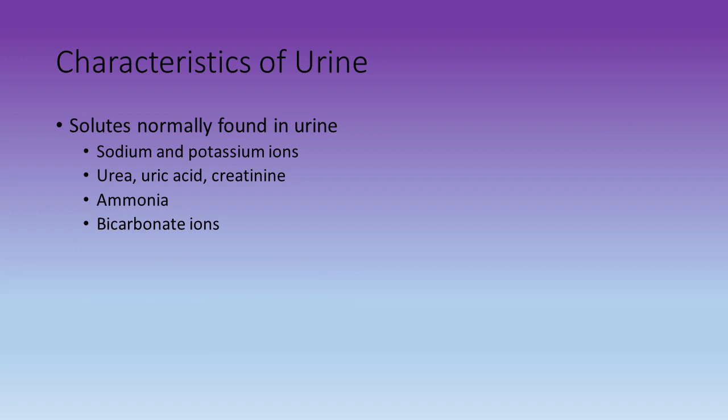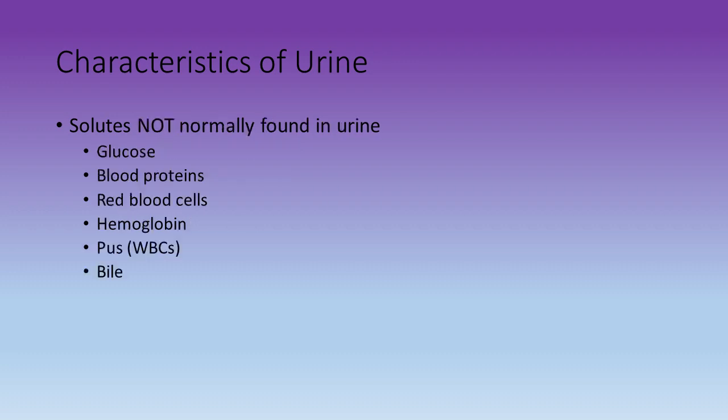So what's normally found in the urine? Well, you should find sodium, potassium in there, ammonia, bicarbonate ions, urea, uric acid, and creatine in it. Substances that should not be found normally in urine: glucose, blood proteins, red blood cells, pus, which is white blood cells, hemoglobin, bile. Those should not be normally found in the urine. If they are there, it's indicative that there is a problem. Like proteins, that would be indicative that there is a problem with the membrane within the glomerulus.